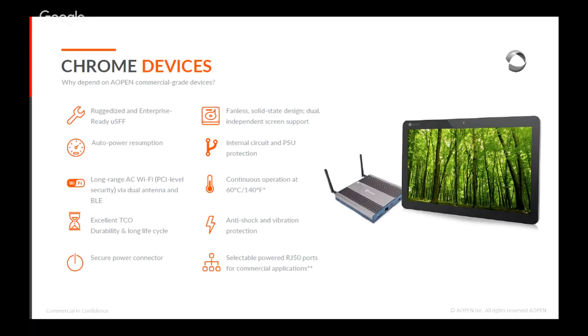Long-range AC, these are the only Chrome OS devices, all four of them are the only Chrome OS devices with dual-band Wi-Fi. Obviously, if you have a web-based application that relies on downloading your content and working with a CMS, you want the best internet possible, and a lot of businesses are not in the best Wi-Fi situation. So these devices give you the best chance at maintaining connectivity.